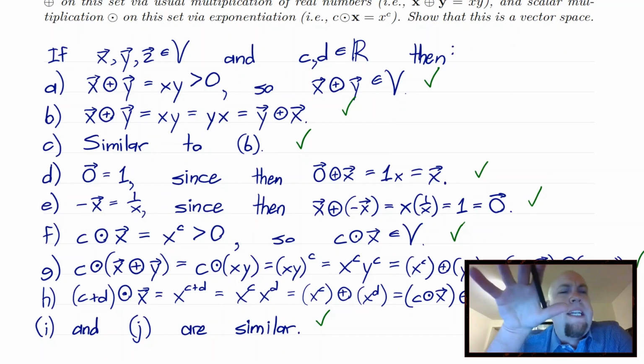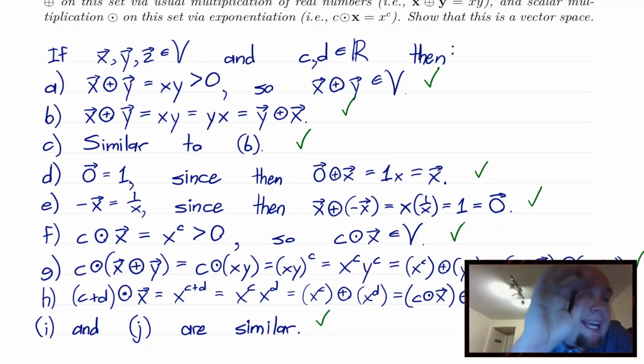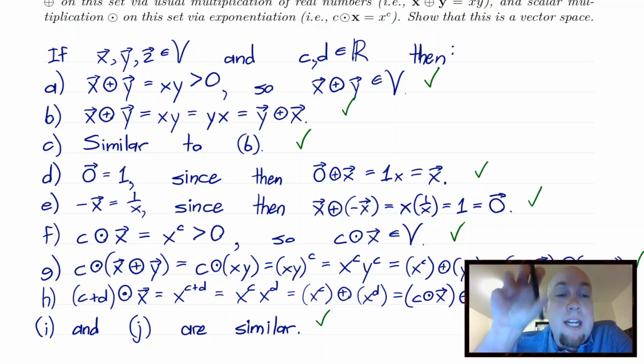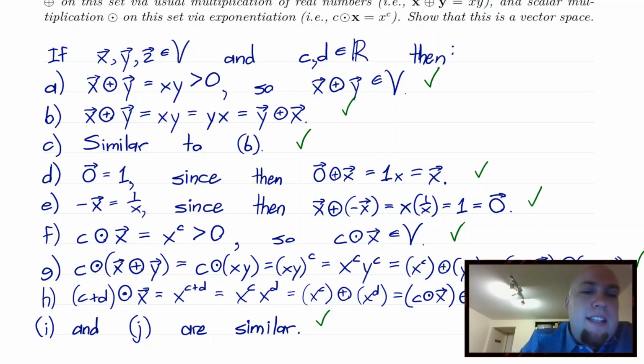All right, property D is where things start to get really weird. And again, it's just because these vector operations are defined so weirdly. The zero vector, think about what the zero vector needs to be in the vector space. It needs to be something that when I do vector addition with it, it doesn't change the other vector. Okay, but vector addition in this set is just normal real number multiplication. So I need to find some positive number such that when I multiply by it, I don't change the other number. Well, that's the number 1, not 0.